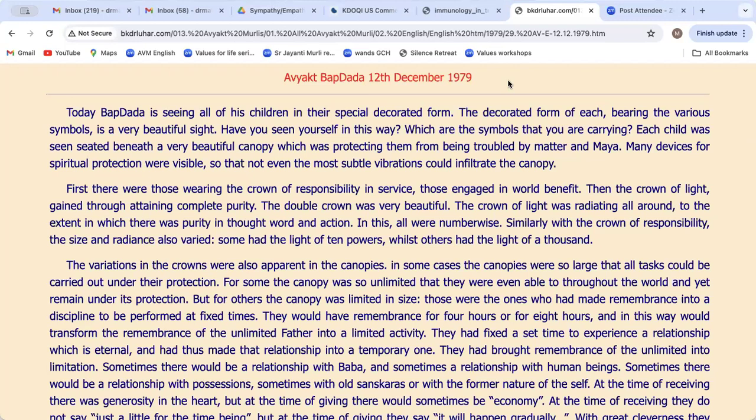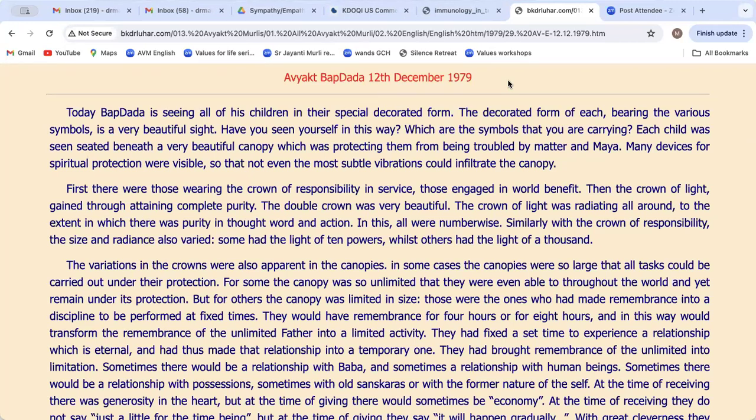So there are two crowns. Light ka Taj is the same as Pavitrata ka Taj, and Zimmedari ka Taj. So the crown of responsibility in service and the crown of light. So this double crown is beautiful, and the crown of light was radiating all around to the extent to which there was purity in thought, word, and action.